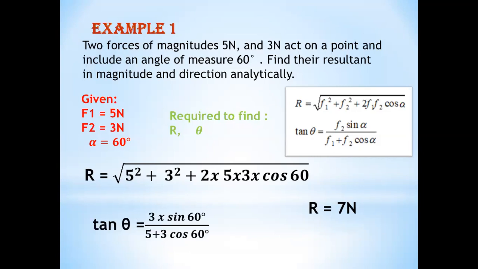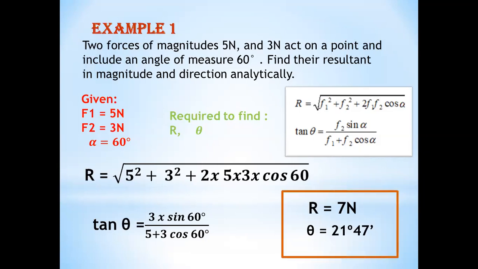Then I want to find the value of the angle. So tan theta equals F2, which is 3 times sine 60, over 5 plus 3 cosine 60. Then I'm going to press shift tan of the answer, and it will give me theta equals 21 degrees and 47 minutes. Now this is the magnitude and the direction of the resultant force. I had two forces inclined to each other by an angle of 60 degrees, and I found the resultant force and its direction, which is the angle theta.